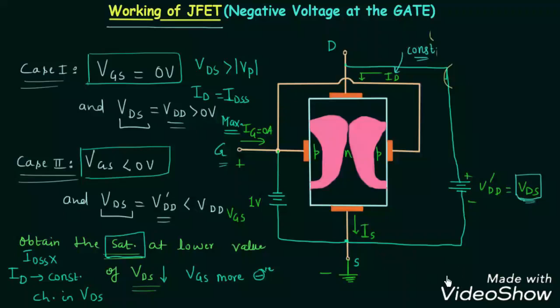So this is all for this lecture. In the next lecture we will discuss VI characteristics of junction field effect transistor. The next lecture is very important. We will plot ID versus VDS plot for various gate to source voltages.